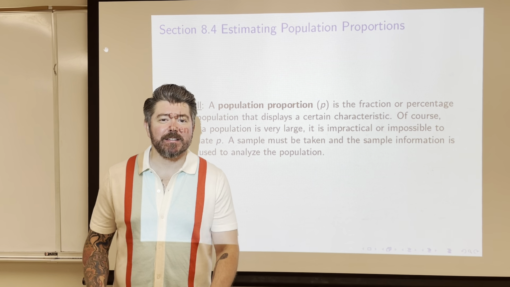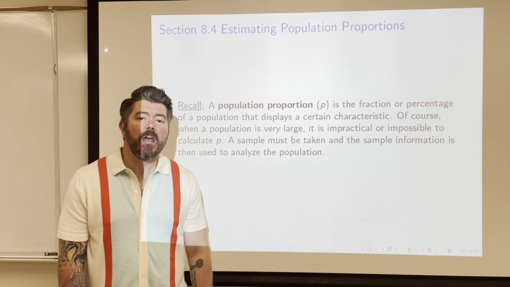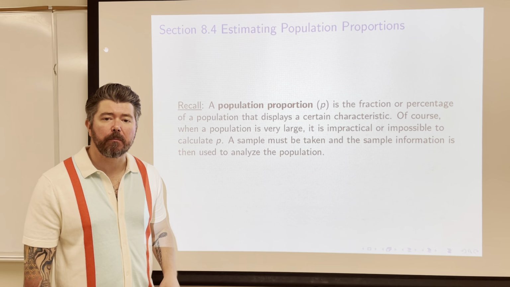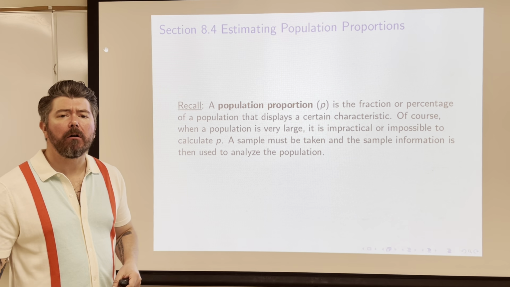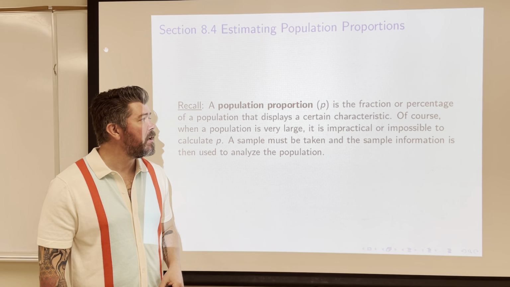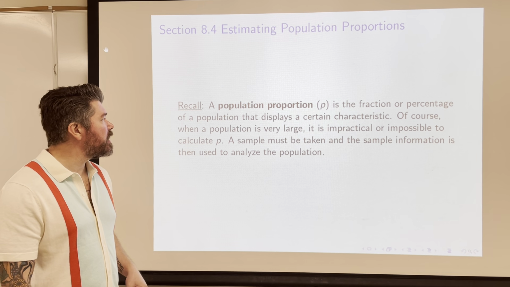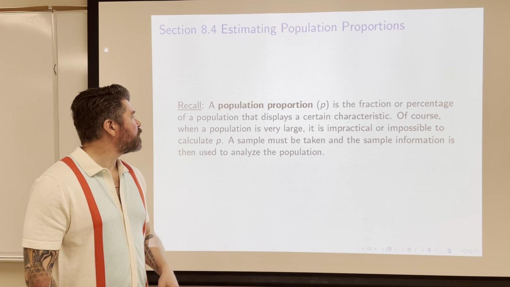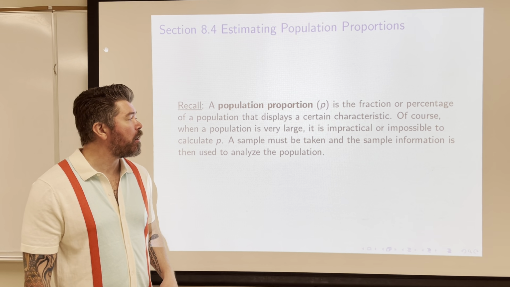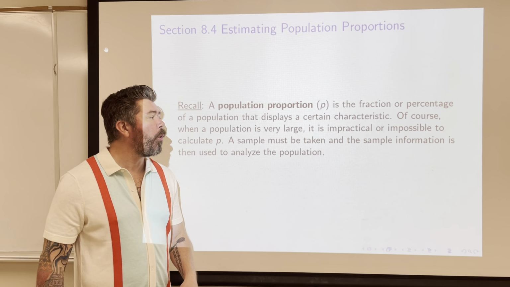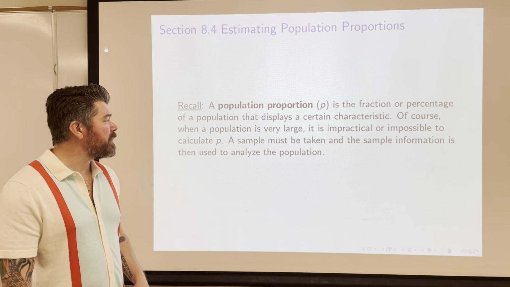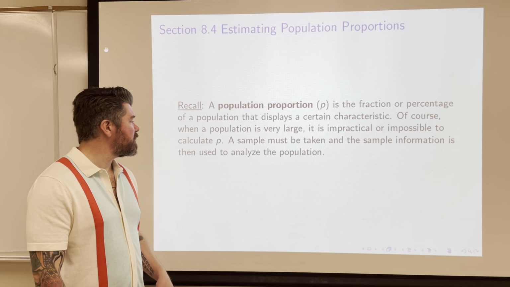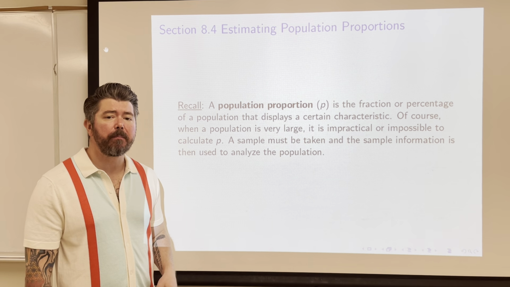Good morning, class. Let's finish off chapter 8 and look at section 8.4, estimating population proportions. Now, recall a population proportion P is the fraction or percentage of a population that displays a certain characteristic. Of course, when a population is very large, it is impractical or impossible to calculate P. A sample must be taken, and the sample information is then used to analyze the population.